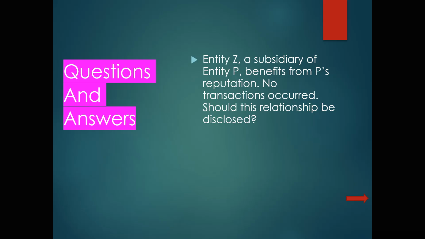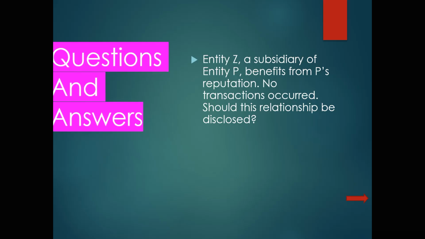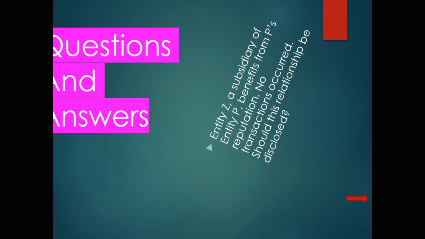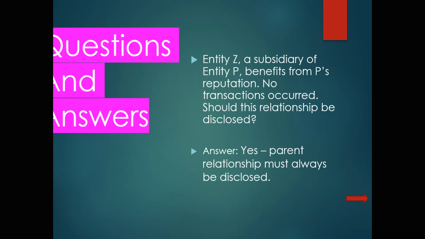So my next question is this: Entity Z, a subsidiary of entity P, benefits from P's reputation. No transaction occurred. Should this relationship be disclosed? Although there were no transactions that occurred, should this still be disclosed? Everyone agrees with yes. Are you sure? Okay. Yes, that's correct. Parent relationship must always be disclosed, even without transactions.